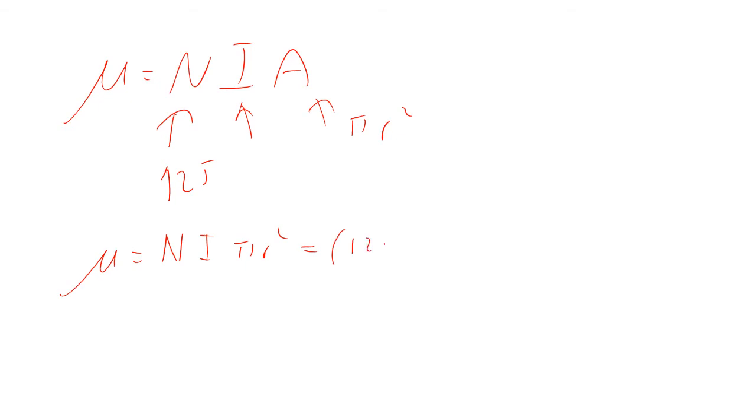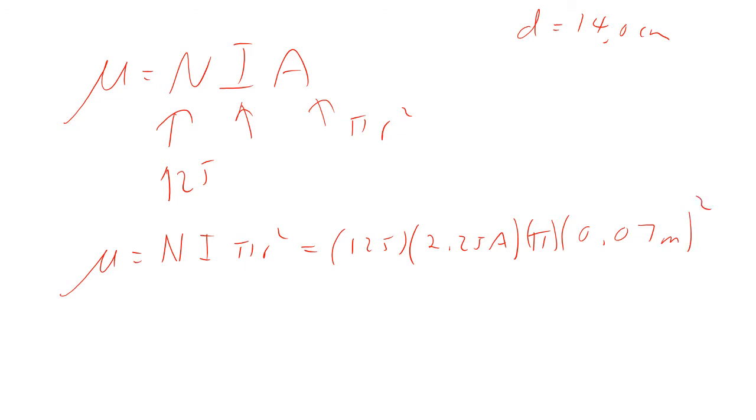So it'll be 125 times I, which is 2.25 amps, and then we multiply by pi, and then r. Now, I said the diameter was 14 centimeters, so that means r is 7 centimeters. I've got to put it into meters, so 0.07 meters squared. So mu, which is the magnetic dipole moment, is going to be 4.33 amp meter squared.